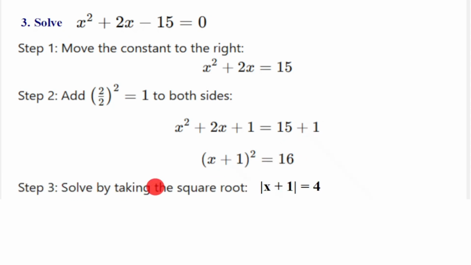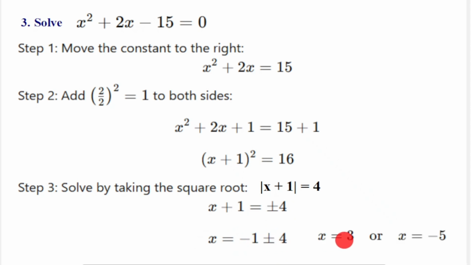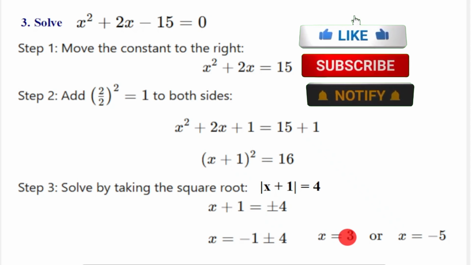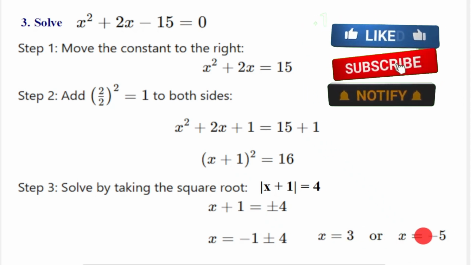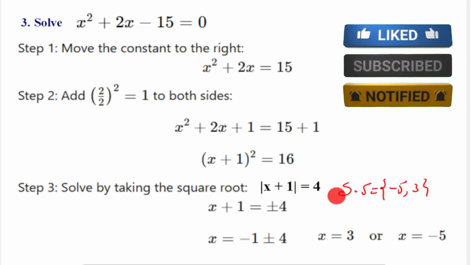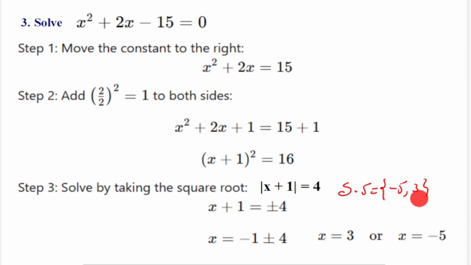Step 3. Solve by taking the square root of both sides. So when we take the square root of both sides, this becomes the absolute value of x plus 1, and the square root of 16 is 4. Then by using the rule of absolute value, x plus 1 is equal to plus or minus 4. Solve for x, you will get x is equal to minus 1 plus or minus 4. So when we add, we get x is equal to 3, and when we subtract, x is equal to minus 5. Therefore, the solution set is minus 5 and 3.